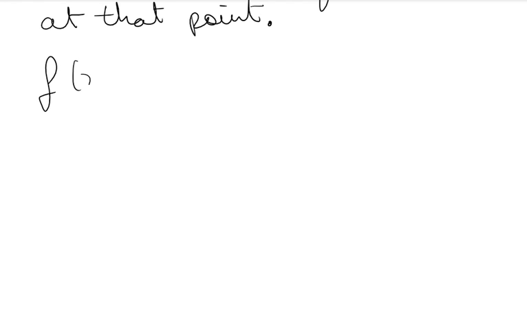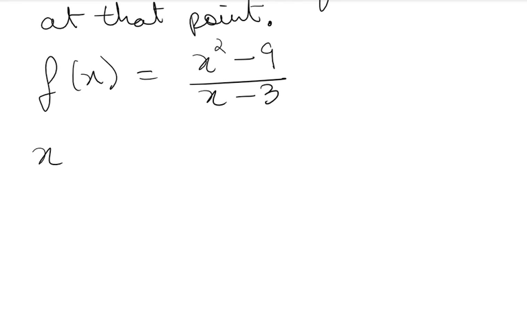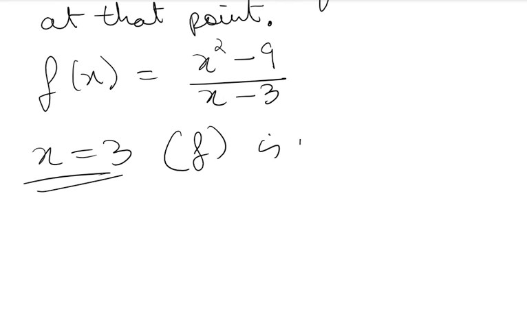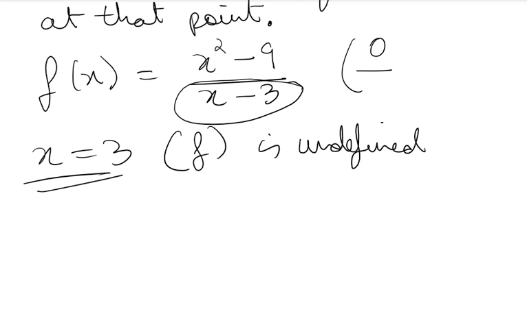Let's say I give you a function f of x is equal to x square minus 9 divided by x minus 3. This is the function. Now what happens if I put x is equal to 3? The function f is undefined, right? As you put a 3 at the denominator, this function becomes 0 by 0 form. So the function is not defined at x equal to 3. But let's find the limit of the function at 3.